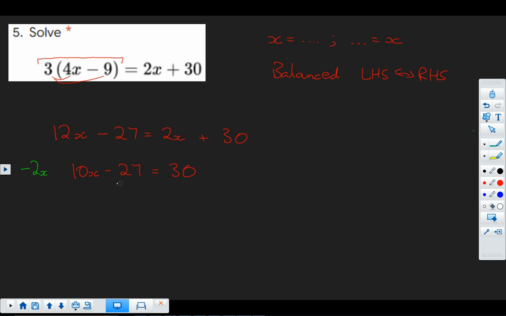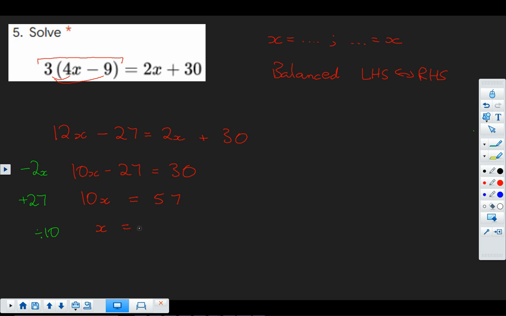I want x on its own, so I now want to get rid of this taking away 27. In order to do that, I'm going to add 27, which I have to do to both sides to retain balance. So 10x minus 27 plus 27, well, that's nothing, isn't it? Those two cancel out. So all I've got is my 10x equals 30 plus 27, which comes to 57. If I know what 10 of something is, then I can find out what one of them is by dividing by 10. So 10x divided by 10 is just x, which is what I'm after.